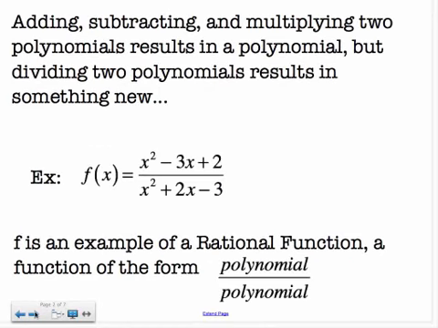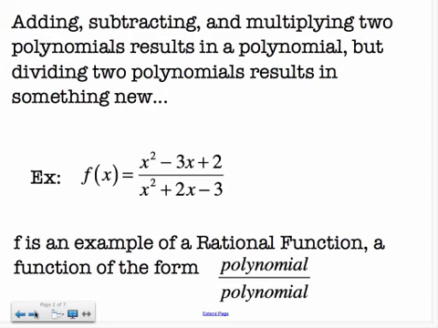Okay, so we should now have a firm grasp of what a polynomial is, how to graph a polynomial, and how they can behave. We know that we can add, subtract, and multiply two polynomials together, and you'll still get a polynomial. But when you divide two polynomials, you get a new type of function.